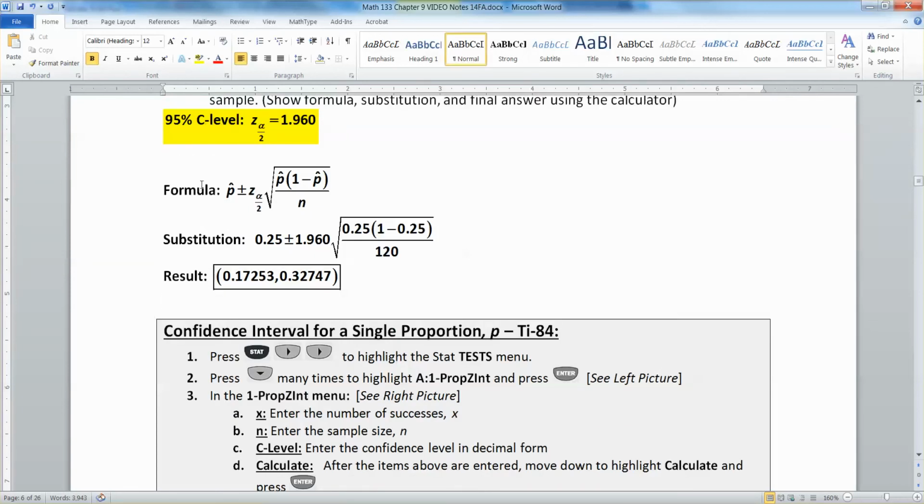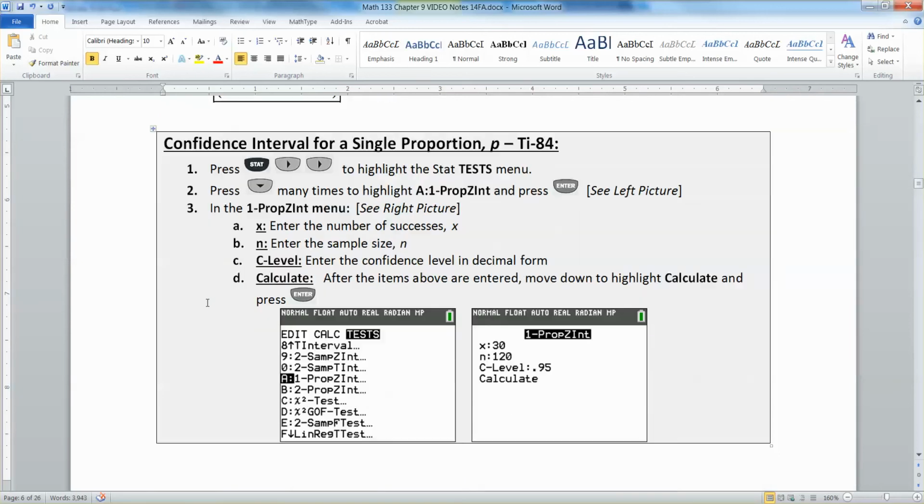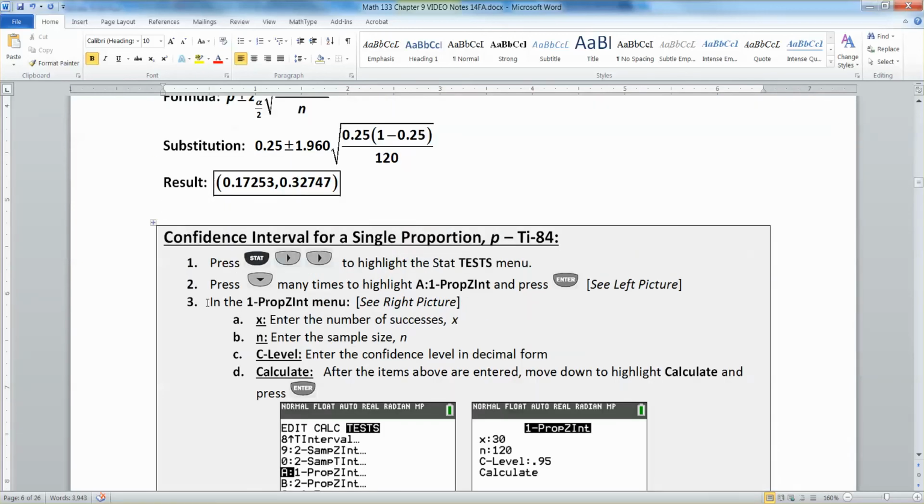All right, so you put your formula, write it all down. Your substitution, you fill in every piece of it, your final result. That is how you will do these when you do them by hand, quote unquote. And of course, you're free to use the calculator to do all the heavy calculation part.